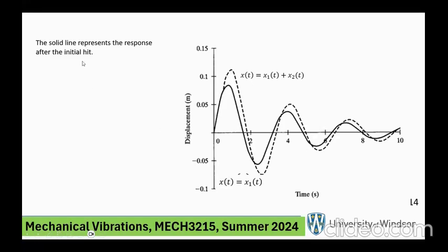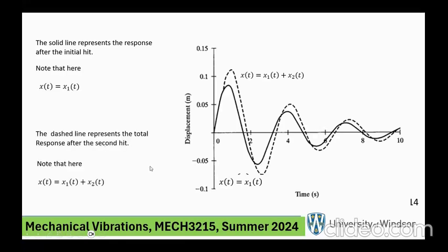Yeah, so solid line is response of the first hit, initial hit, and the dashed one is the sum of the two. Okay. And notice that when the second hit occurred, it gave it a bigger initial velocity. That's why this slope, which represents the velocity at any time, is now higher because a second impulse took place and that added to the velocity of what was going on.